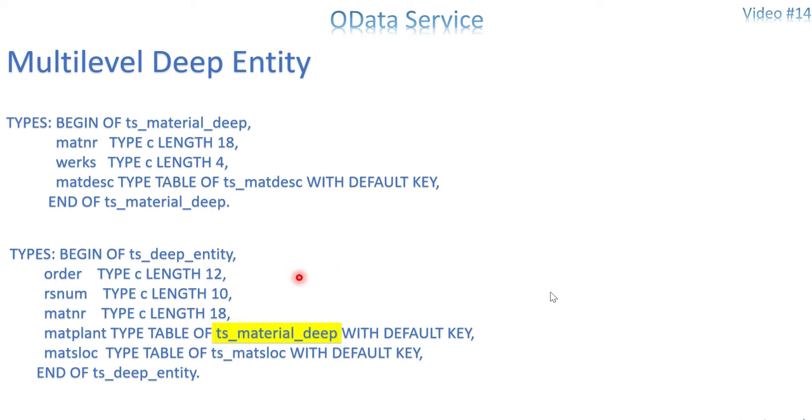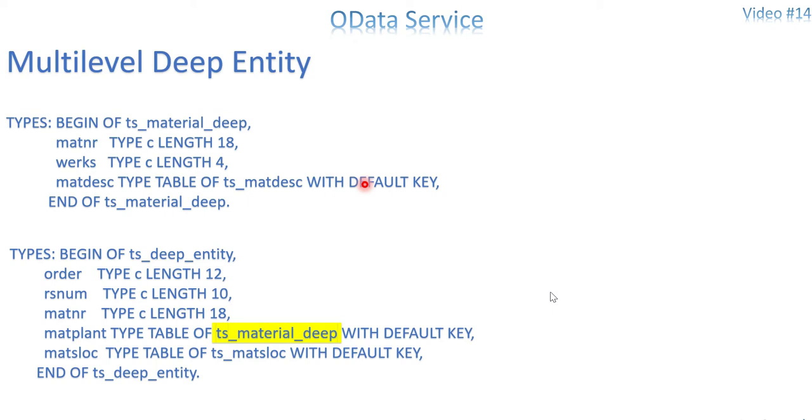Okay. And suppose I want the material location also to be extended for another dependent one. So you need one more structure to be generated here along with material storage location, and again the same thing, material description type table of TS underscore material description with default key, and here there is a change. Okay, so this is the way you have to extend your deep entity for multi-level.